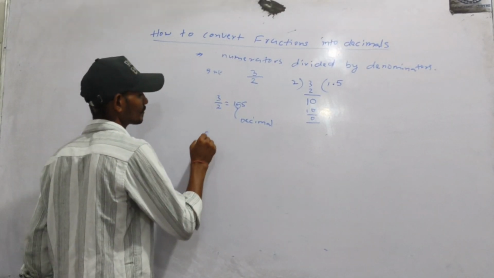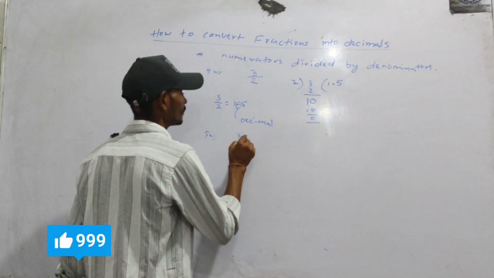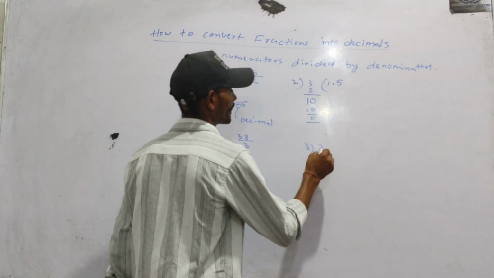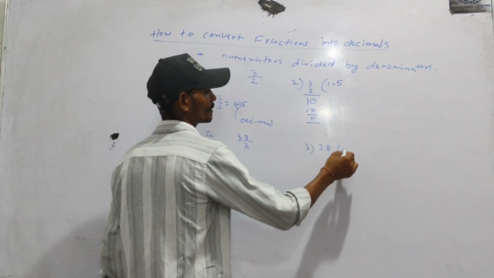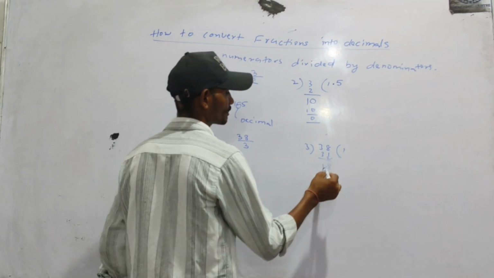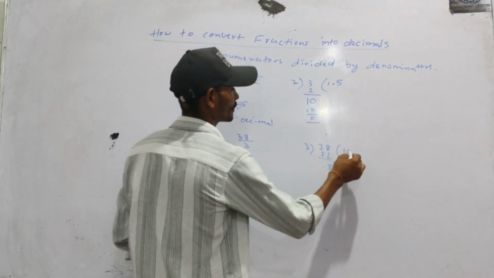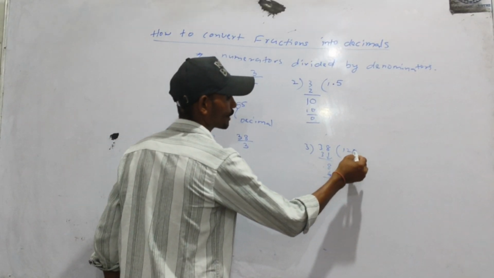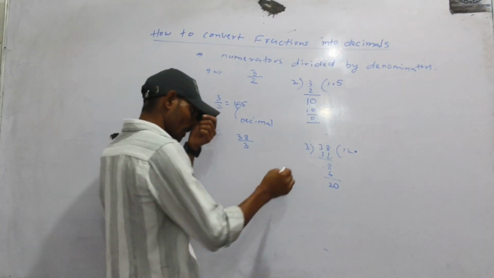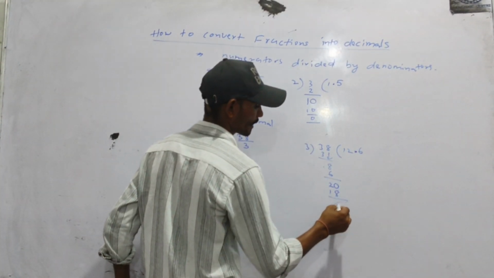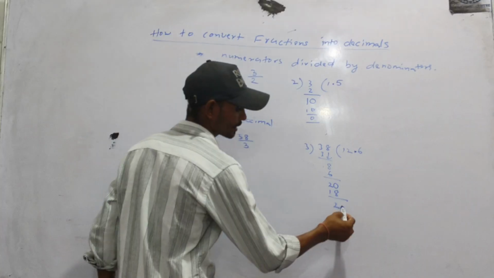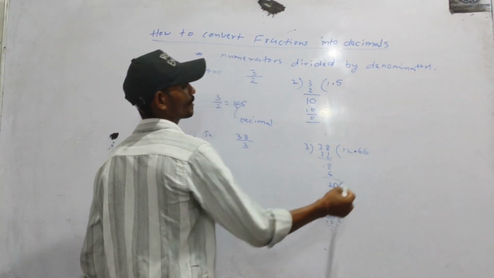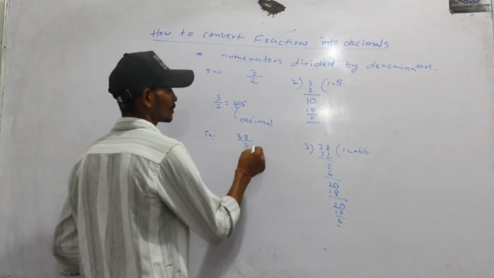One more example. 38 by 3. So you divide 38 by 3. So 3 1s are 3. Next remainder is 8. Then 3 2s are 6. Then you get remainder 2. The remainder is not sufficient, so I am putting the point, and as per the point I am taking 10. Then 3 6s are 18. Again the remainder is 2. As per the point I am taking 0 again. Then 3 6s are 18. So up to 2 decimal digits is enough.